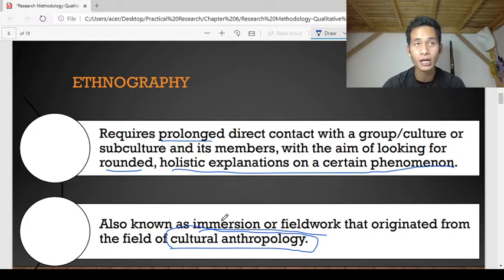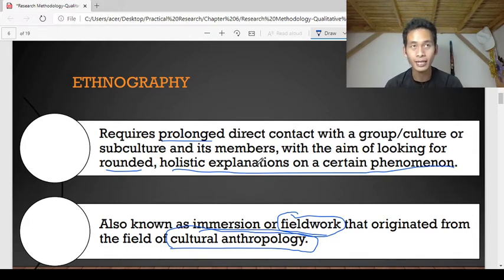For instance, Bronislaw Kasper Malinowski, diba? He is an anthropologist and he's fond of using field work or immersion in understanding a certain phenomenon. Now, ethnography is applicable when you wanted to study a certain group or a certain culture or subculture and its members, and the researcher is required to have prolonged contact or direct contact with the respondents of the study.